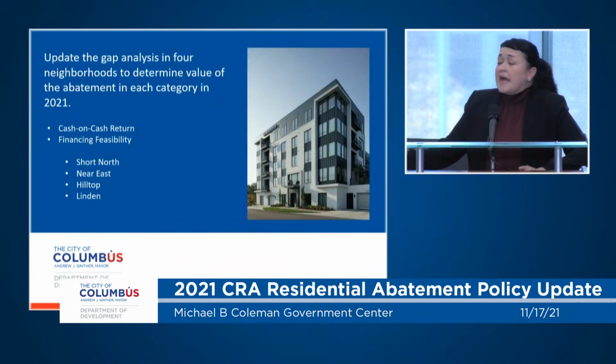I'm going to let Nathan dive into the real deep part of how this works, but we asked them to take a look at cash on cash return. So really using that as a proxy for how well the development was going to fare in that initial slide that I showed you relative to construction costs and income. And then we also had them look at a proxy for financing feasibility, right? How attractive would the project be to those folks that are financing developments throughout our community? And we had them specifically look at Short North, Near East Side, Hilltop, and the Linden neighborhoods.